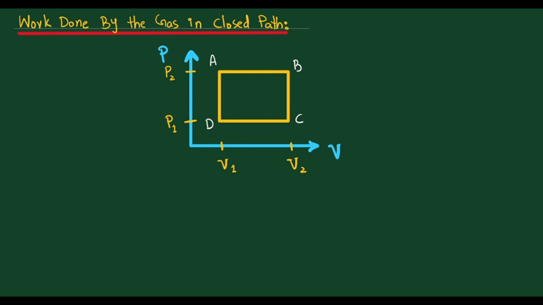This is the simplest cyclic closed path. In the process from A to B, the pressure is constant and the volume is increased. It is called isobaric expansion. And B to C or C to B, as we see, the volume is constant and the pressure is decreasing, P2 to P1, so it is an isochoric process.